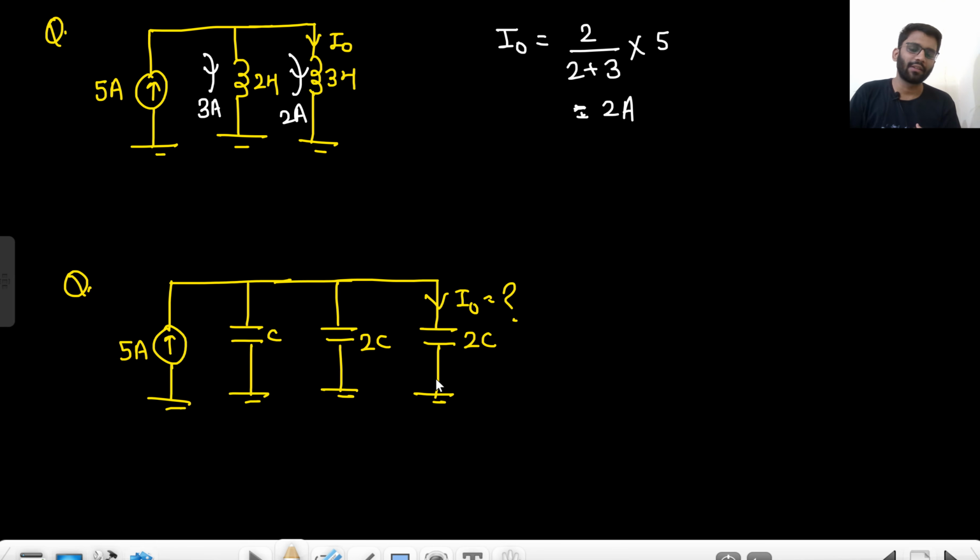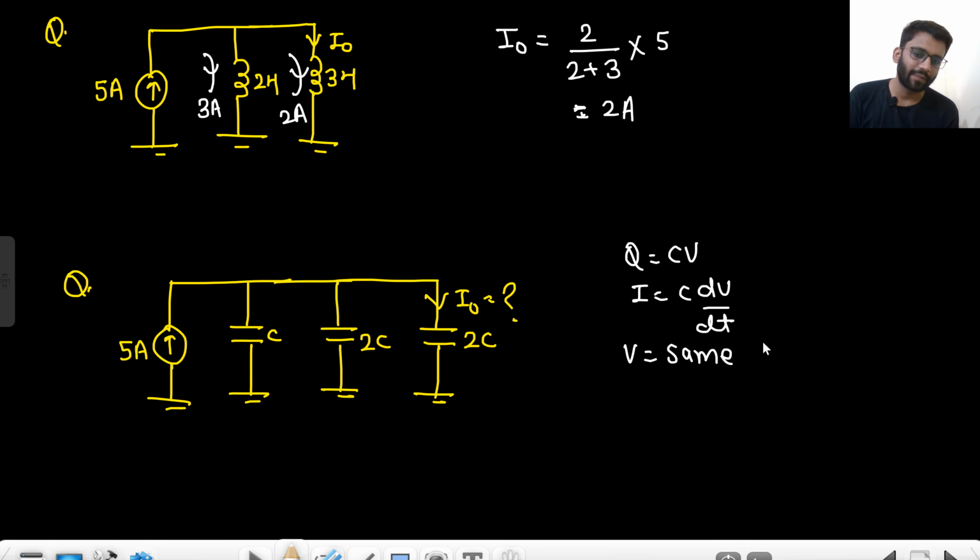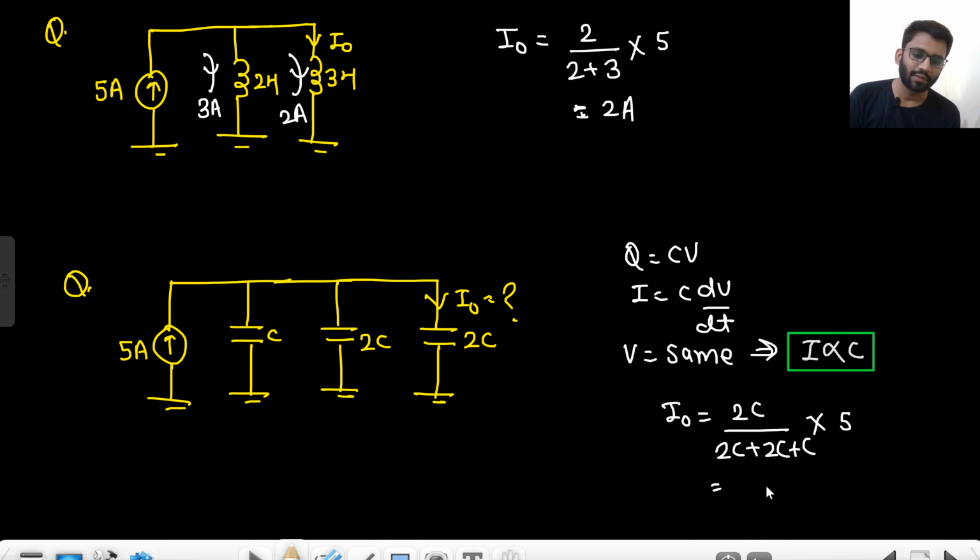Now talk about this capacitance. Now tell me what will happen. Q equals CV. I equals C dVc by dt. V is the same. That means I is proportional to capacitance. So in case of capacitance, current is proportional. Okay. So what will be your I naught? 2C upon 2C plus 2C plus C into 5. Right. So it would be 2 ampere. Right. Very easy concept. Well and good.